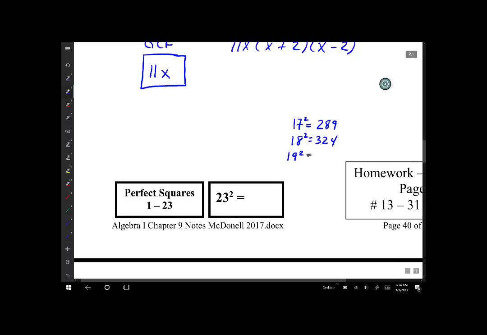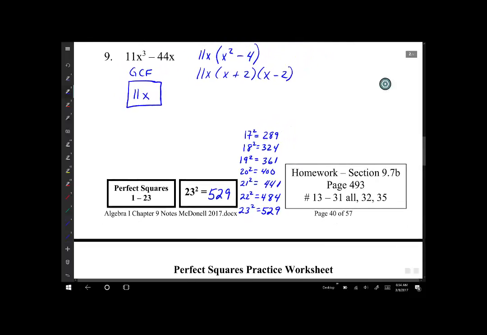19 squared. Give you a moment to think of that. It ends in a 1, and 9 times 4 is 36, so 361. 20 squared, yes, that's 400. 21 squared, there's a 1 at the end, and it's 441. 22 squared, which is our one from yesterday, is 484. I like that one because the 4 plus the 4 is the 8 in the middle. And our one for today, 23 squared, is going to end in a 9, and it's going to be 529. So 529 is our perfect square for this problem.